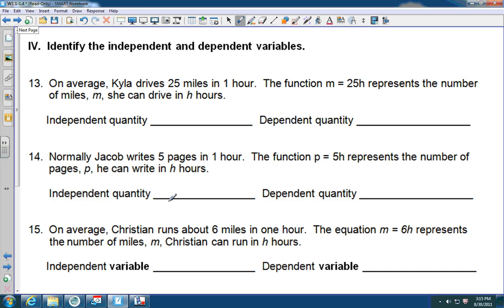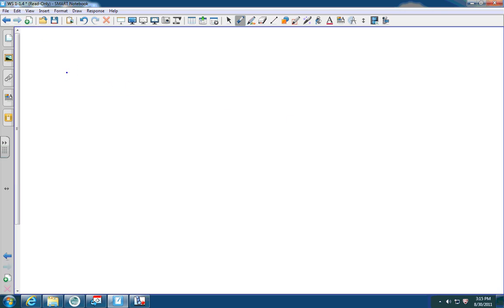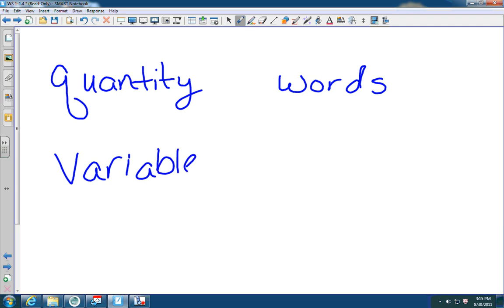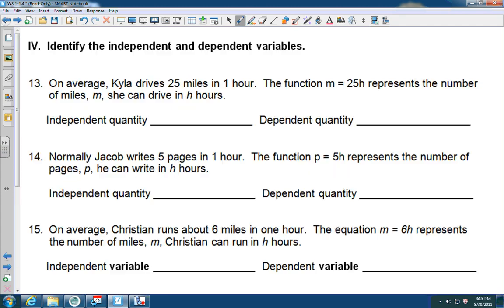Okay, we need to talk about the difference between quantity and variable. When it asks you for a quantity, they want you to write your variable in words. When it asks you just for the variable, the independent variable, they want you to write the letter. Okay, so when they say independent quantity, they want to know what that is in words. Variable is in letter. So let's go back up here.